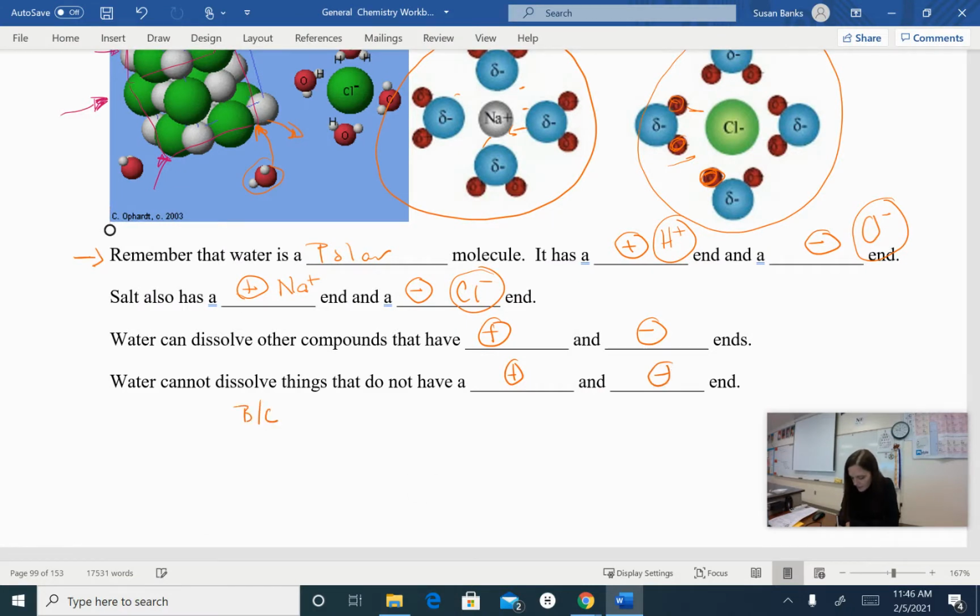Because there is nothing on nonpolar molecules for water to be attracted to.